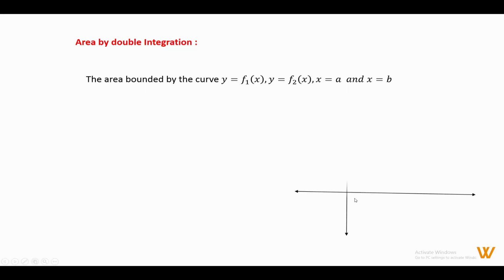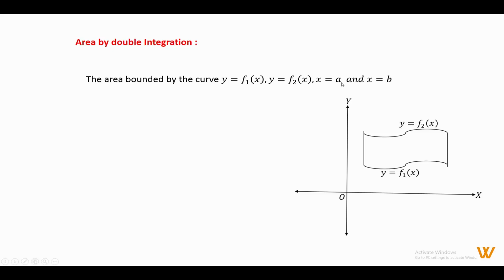For that, draw these two lines. This point is the origin O. This line is the x-axis. This line is the y-axis. Then the curve y equal to f1(x). Assume that this curve is y equal to f1(x) and this curve is y equal to f2(x).